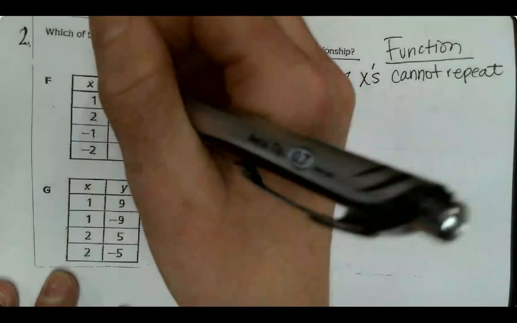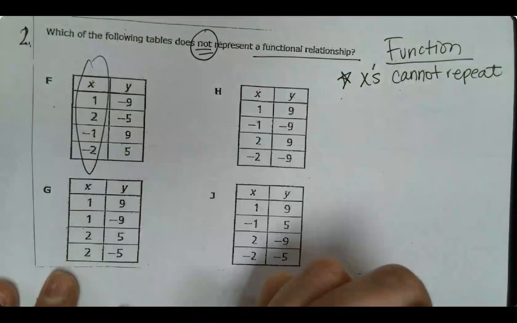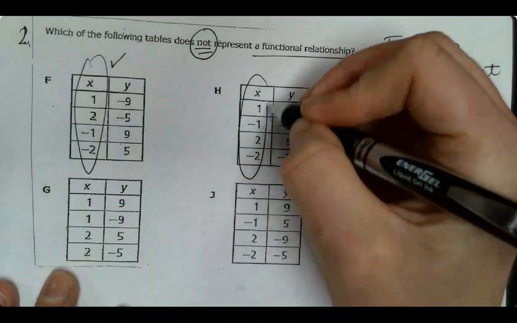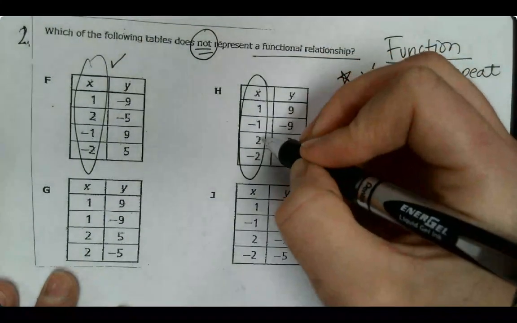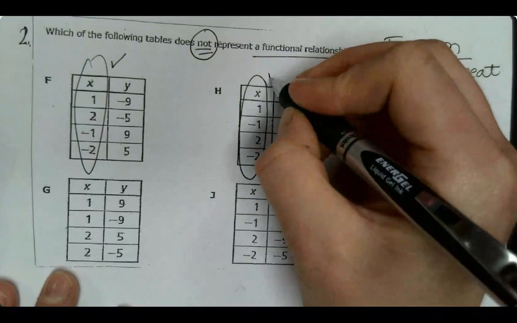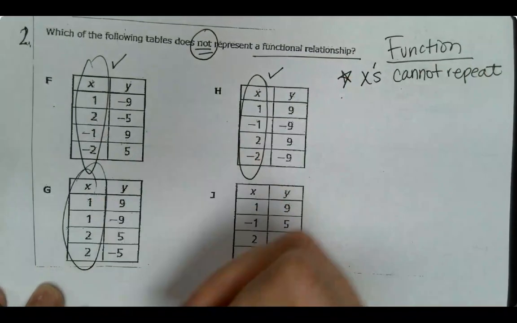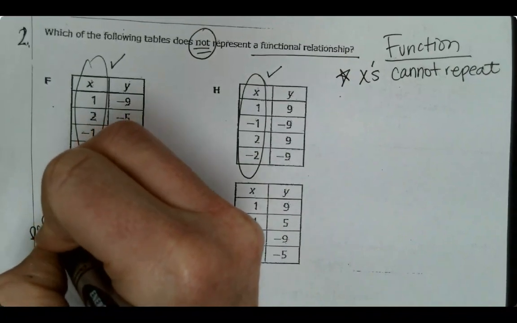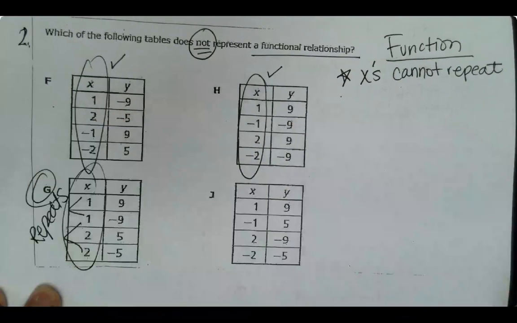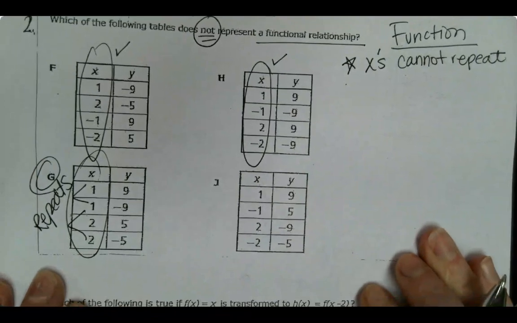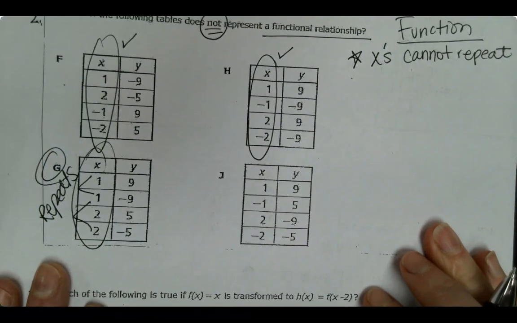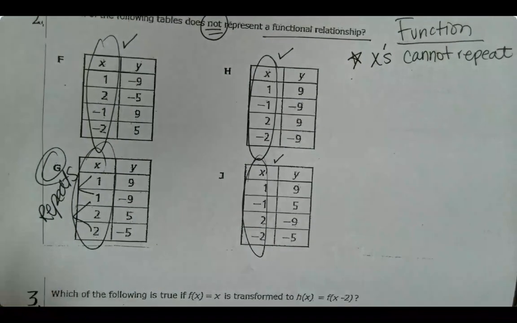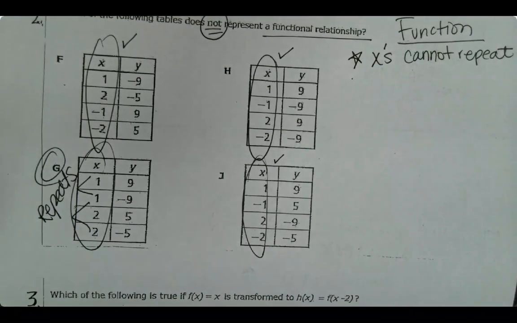The first one, we're looking at the x's. Do any of those repeat? What about 1, -1, 2, -2? What about this one? Yeah. So it repeats. So that means that that is not a function. But then j is a function. So just pay attention to the word not on that one.